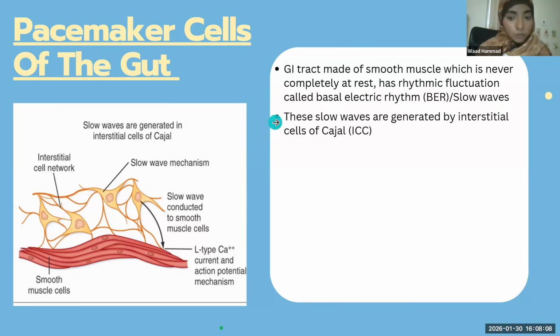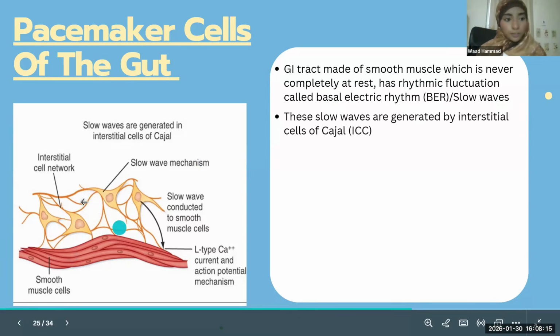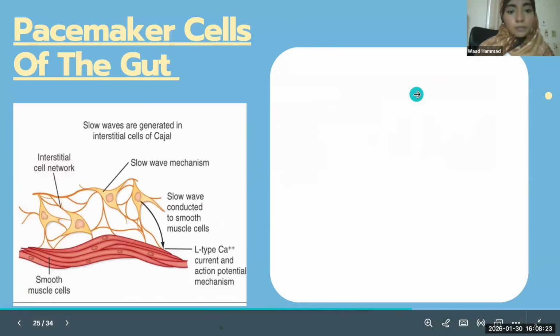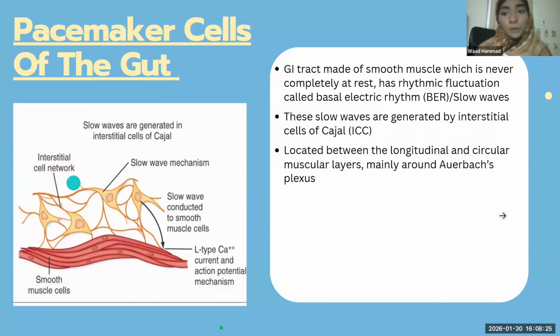And then these slow waves are generated by interstitial cells of Cajal, ICC. So these are what we call interstitial cells of Cajal. They are the cells that have the fluctuating membrane potential, okay? And these interstitial cells of Cajal are found between the longitudinal and circular muscular layers, closer to the Auerbach's plexus, okay?